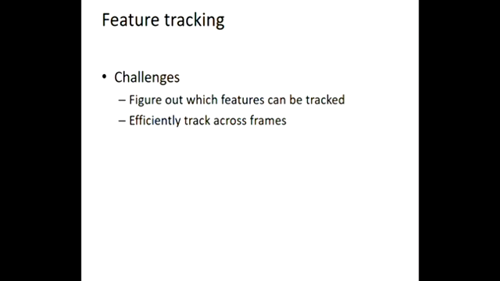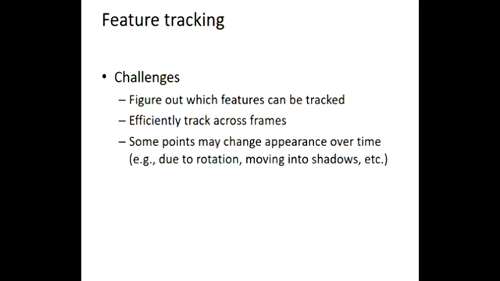So what are the challenges? One challenge is that you need to figure out which features can be tracked. This is what we addressed in the last class. You also need to be able to efficiently track across the frames. Efficiency is often important because you might have a real-time application, or at least you're typically dealing with a video sequence, so you've got a lot of images to analyze. Some points might change appearance over time. The object might rotate, or move into shadows.